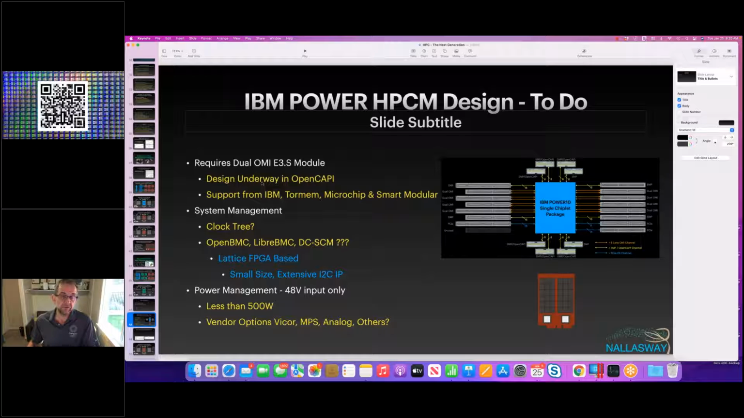That module design is underway, and I'd like to acknowledge the OpenCAPI consortium there. I also acknowledge support from IBM, TORMEM, Microchip, and Smart Modular for us to actually make progress and make this happen. So that's a critical piece, this module, and like I say, it's already underway.